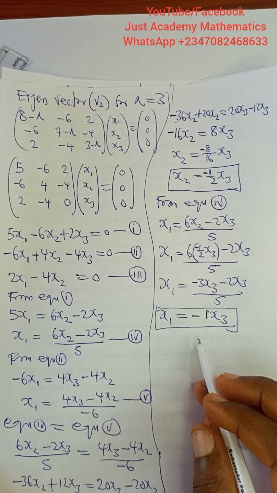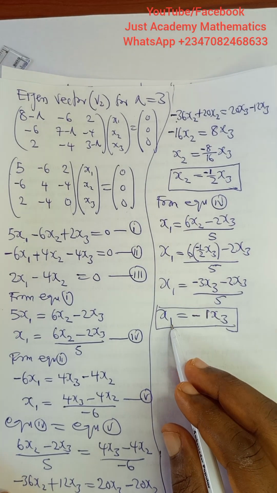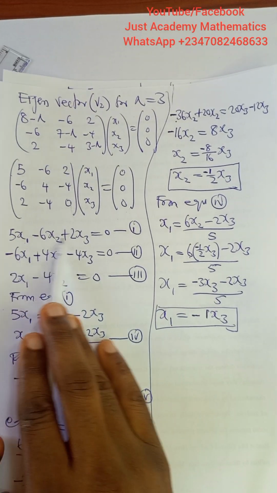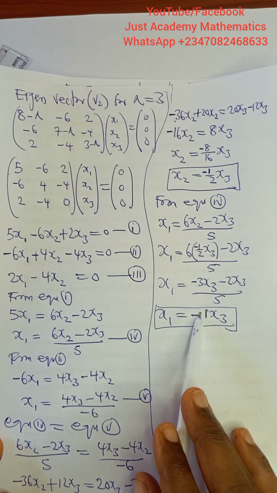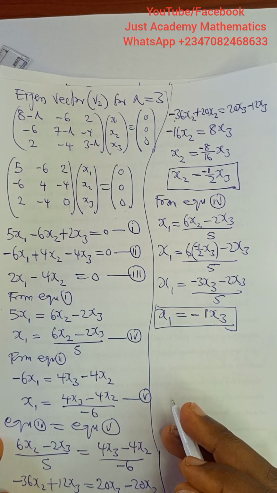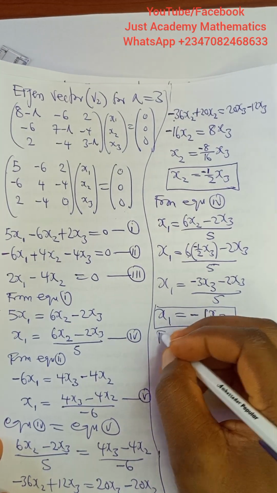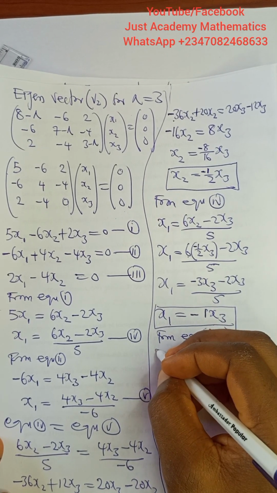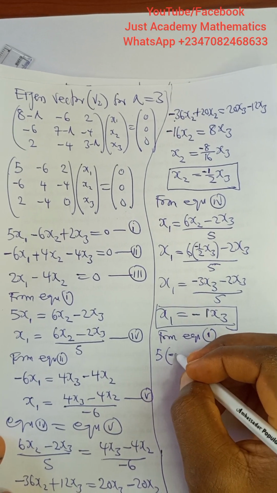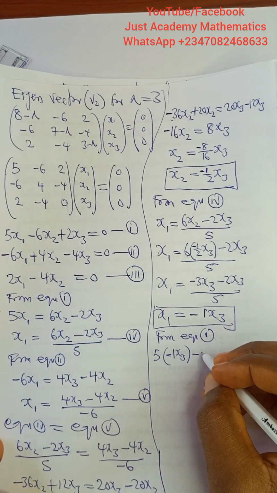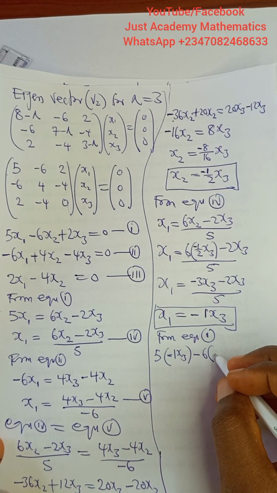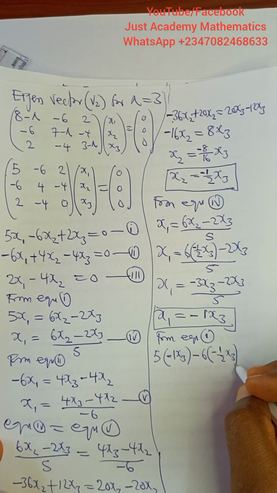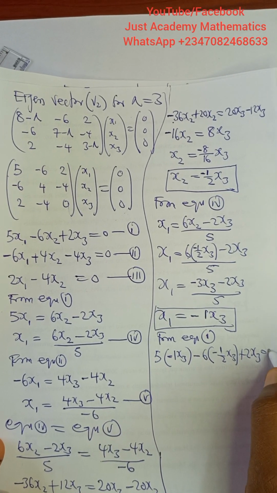Okay, so let's find the remaining one, x3 in terms of x3. We can use any of these since there is no x3 here. Put x1, x2 there and find x3. So if we're using the first equation, equation 1, for instance, 5x1, anywhere you see x1, you put minus 1x3. Minus 6x2, anywhere you see x2, you put minus 1 over 2 x3, plus 2x3 is equal to 0.